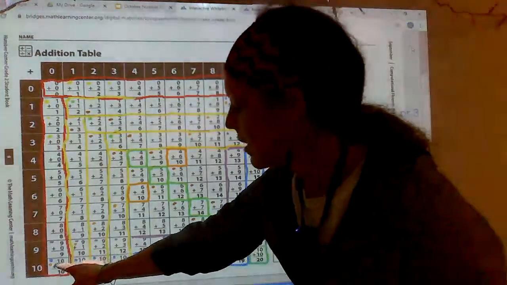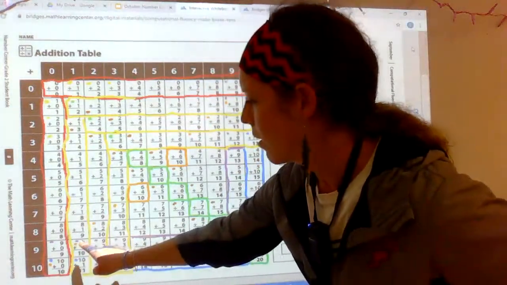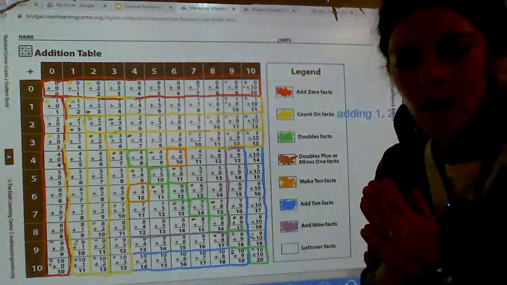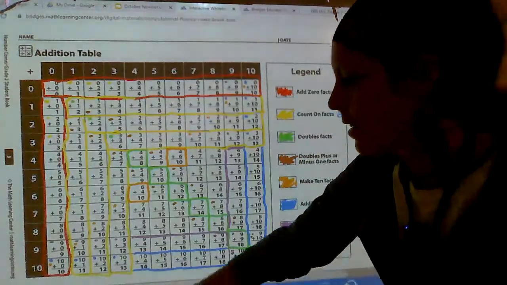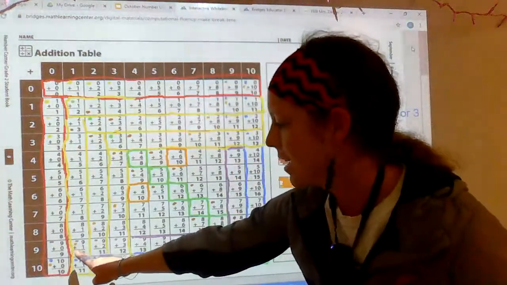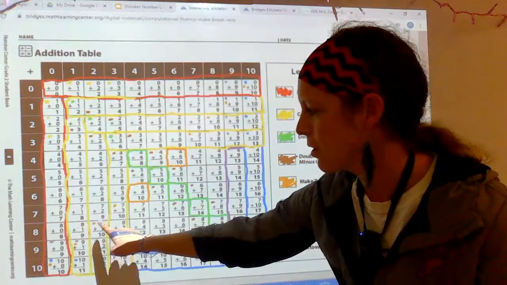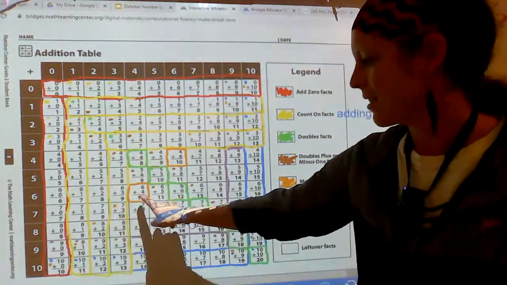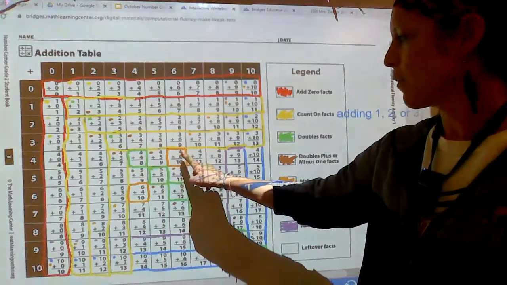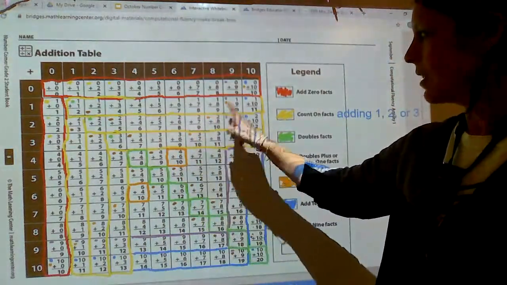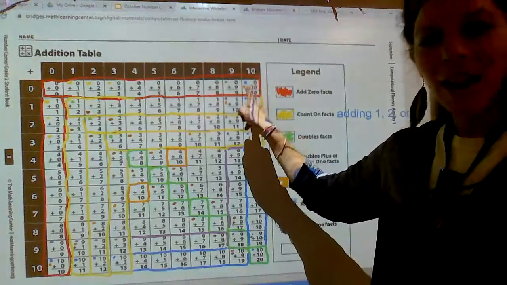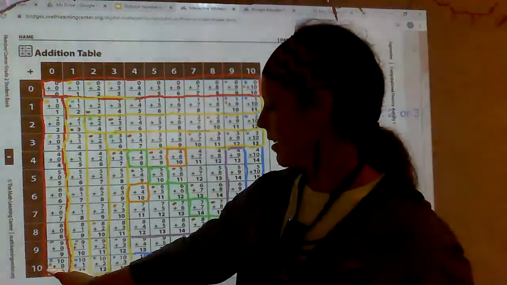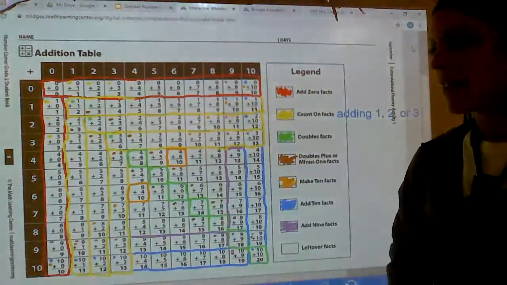And then you'll notice I put an orange dot where all the facts add up to 10. We want to make 10. What 2 numbers make 10? 10 plus 0 equals 10. 9 plus 1, 8 plus 2, 7 plus 3. Look at where it's heading. Do you see the pattern? 6 plus 4, 5 plus 5, 4 plus 6, 3 plus 7, 2 plus 8, 1 plus 9, 0 plus 10. It's another diagonal. So the make 10 facts are a diagonal across the table.